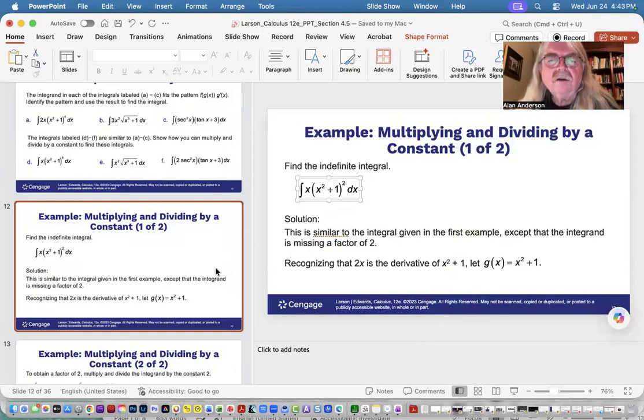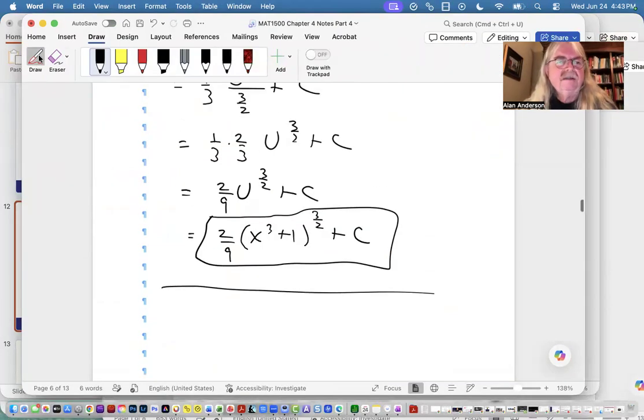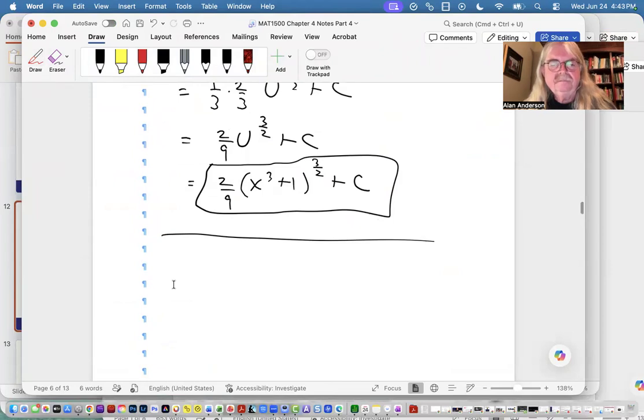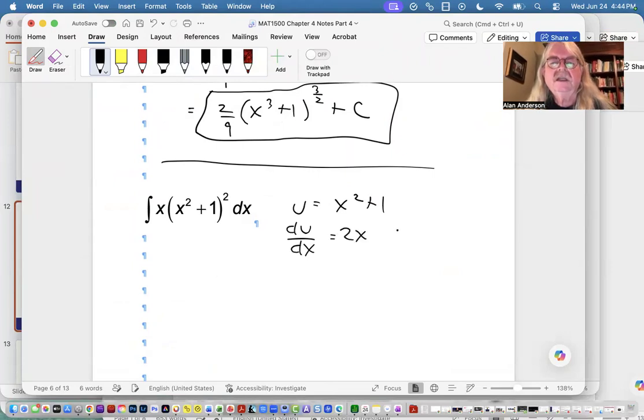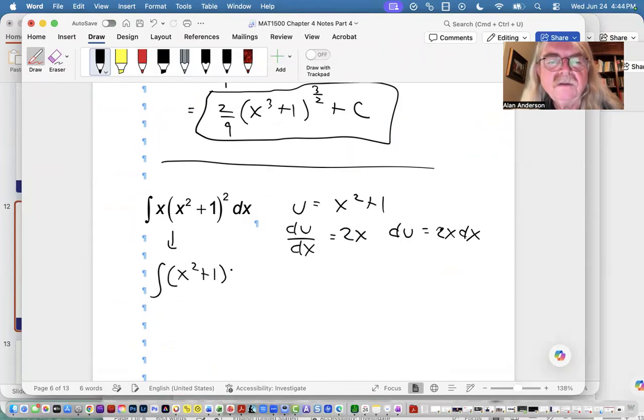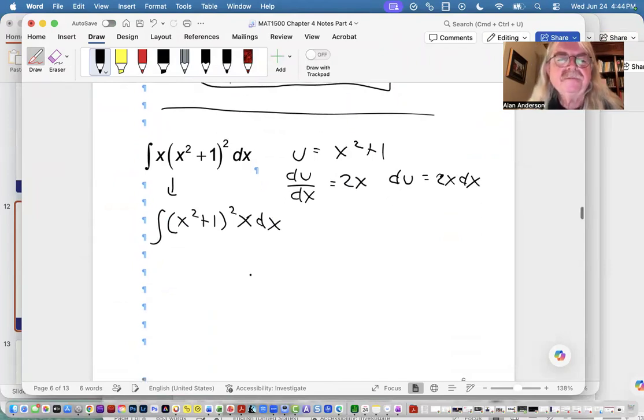What was it again? I copied it. So we'll try u equals x squared plus 1. And we don't have that. Well, we're close. We just needed a 2. Not a problem.